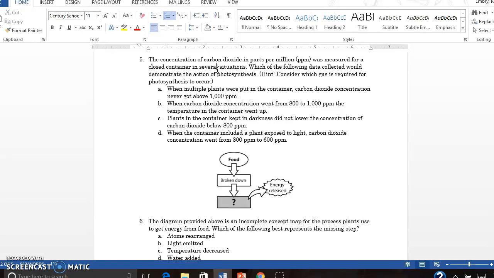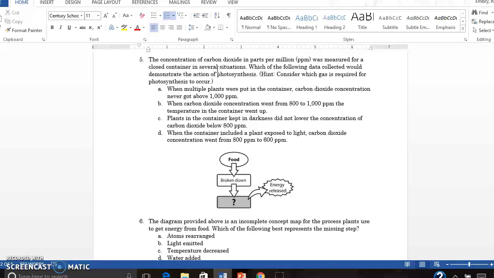Which of the following data collected would demonstrate the action of photosynthesis? And it says, hint, consider which gas is required for photosynthesis to occur. So you're looking for a response that involves carbon dioxide levels.